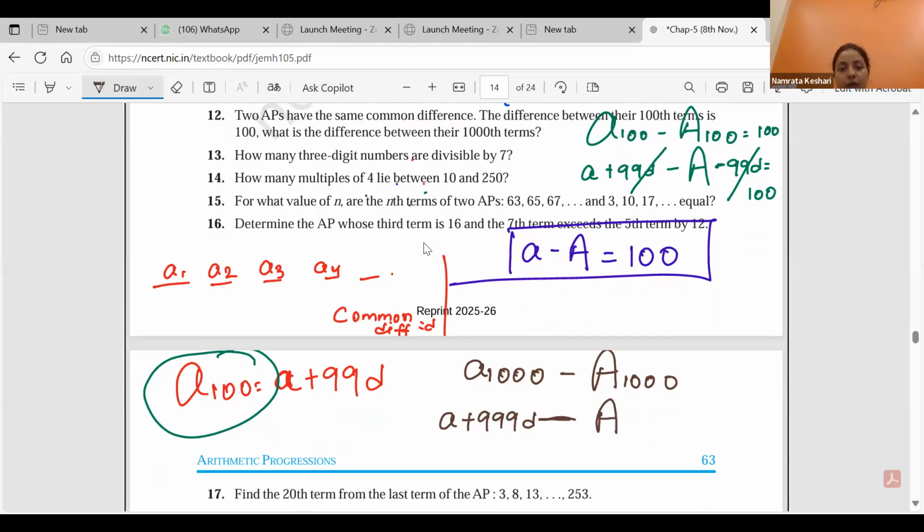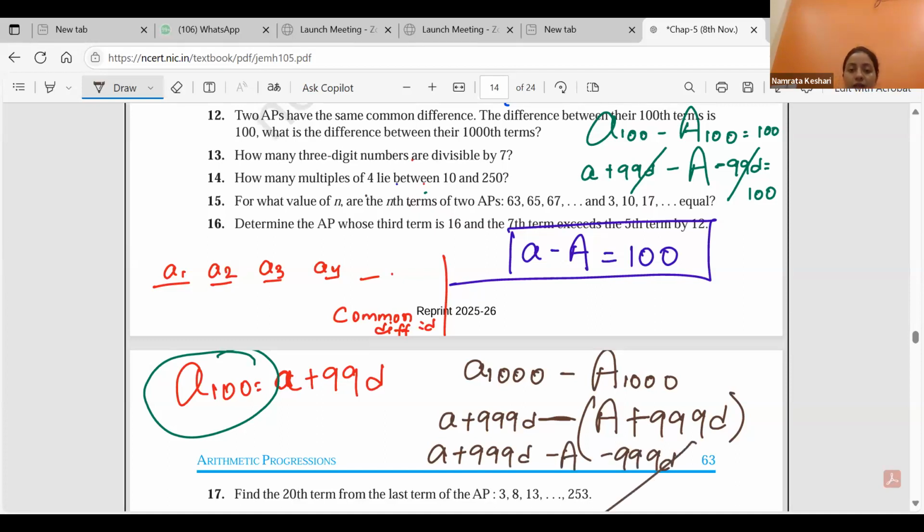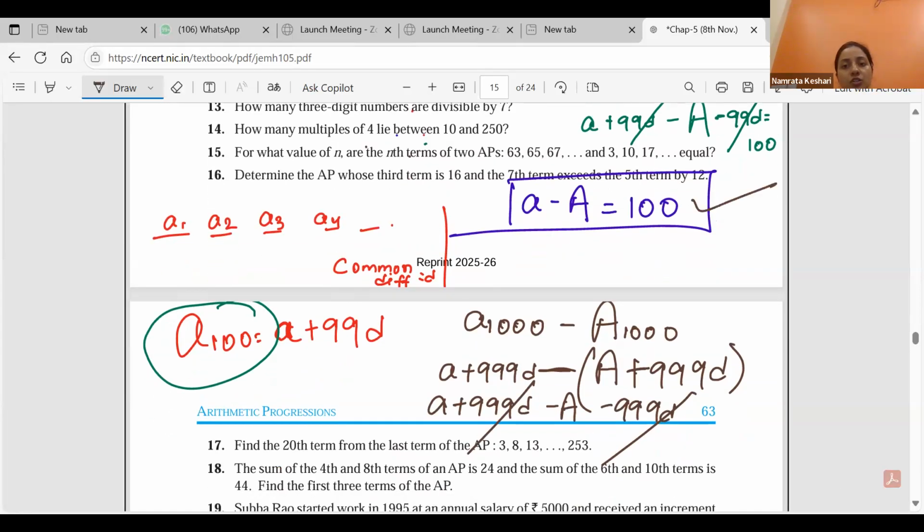यहाँ पे capital letter A minus 1000th term, actually it will be a plus n minus 1 into d, 1000 minus 1, 999d. Now we will open the bracket. It will be a plus 999d minus A minus 999d. d term gone, and what are we having? a minus A. Already हमारे पास क्या condition था? a minus A का मतलब है 100. तो हम बोल सकते हैं दोनों के 1000th term को subtract जब हमने किया तो फिर से हमें क्या मिला, 100. Making sense? Yes, ma'am.